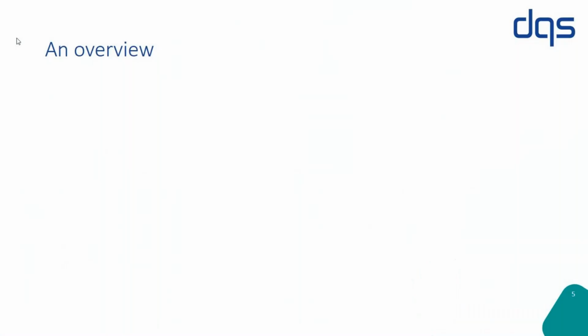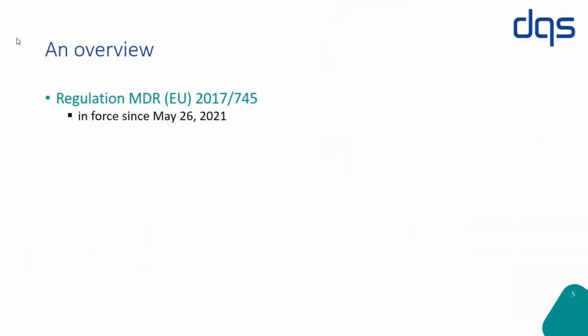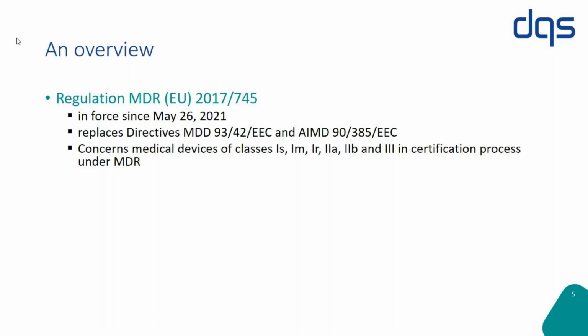So, the new regulation, an overview. This regulation came into force on May 26, 2021, and it replaces two old directives, the MDD, as well as for active implantable devices, the AIMD. This regulation concerns newly requested devices of risk classes 1 to 3. So 1S stands for sterile, M for measuring, R for reusable. Not included in this medical device regulation are just risk class 1 devices. So there is a CE marking and that's it.